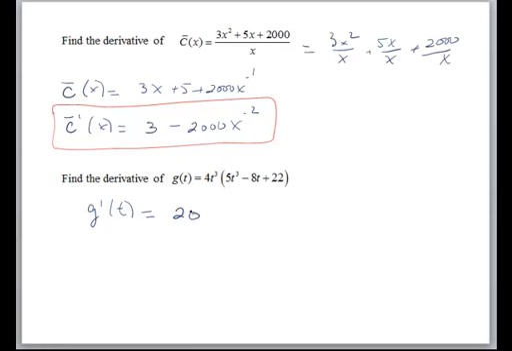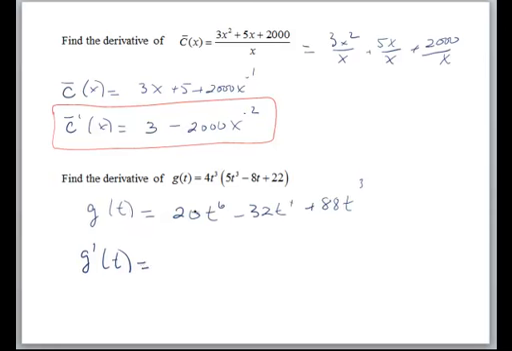So we get 20, oops, sorry, this is not prime, multiplying it out. We've got 20 t to the 6th minus 32 t to the 4th plus 88 t cubed. And now I'm going to take the derivative like I would of any polynomial. Okay, so now looking to take the derivative, g prime of t.